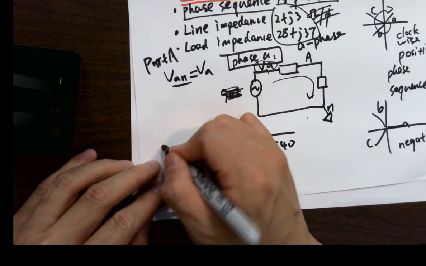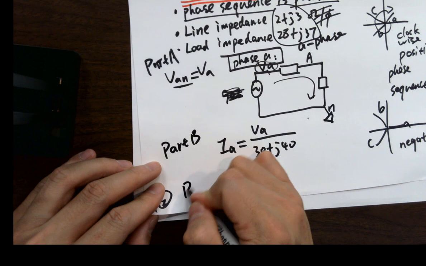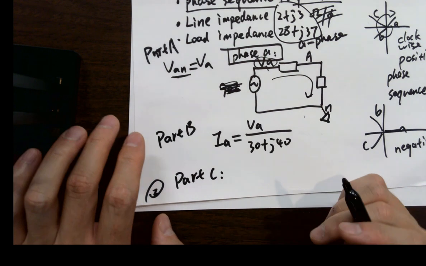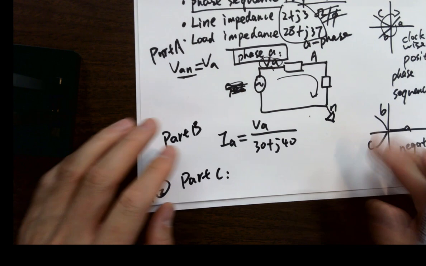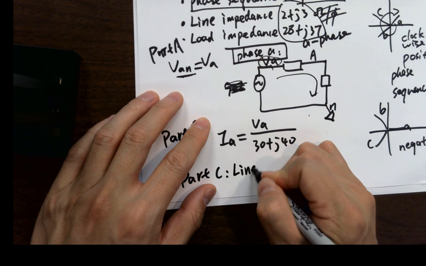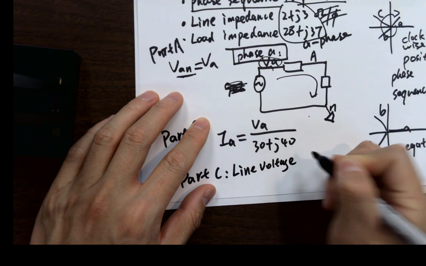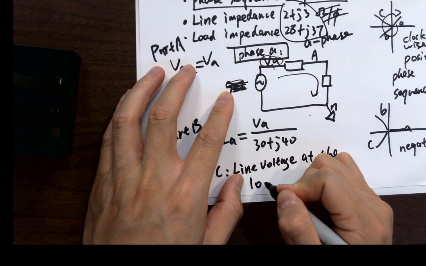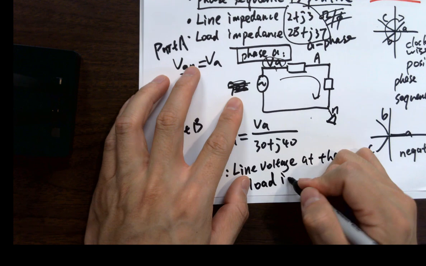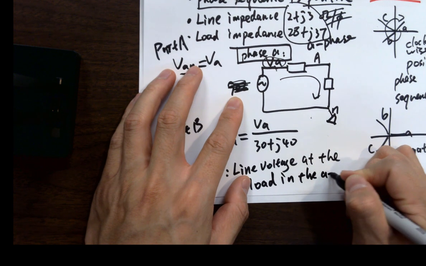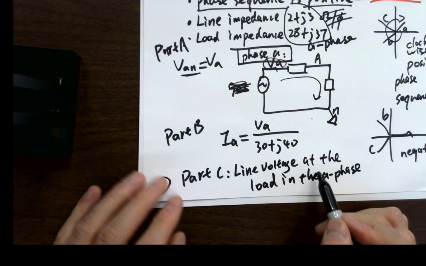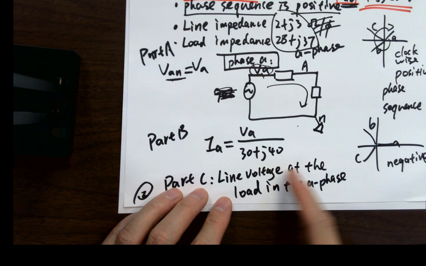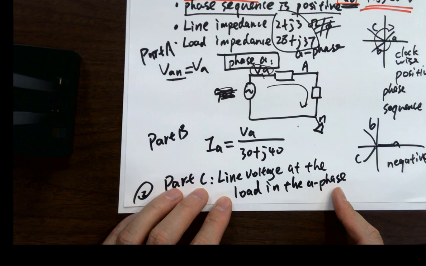And part C, this is part B. Okay, part B. Part C has another confusing question. Make sure you pay attention to this. Line, so the definition, okay? Line voltage at the load. At the load. In A phase, in the A phase. I have to write every single word down here because otherwise it's totally different definition. So line voltage at the load in A phase.